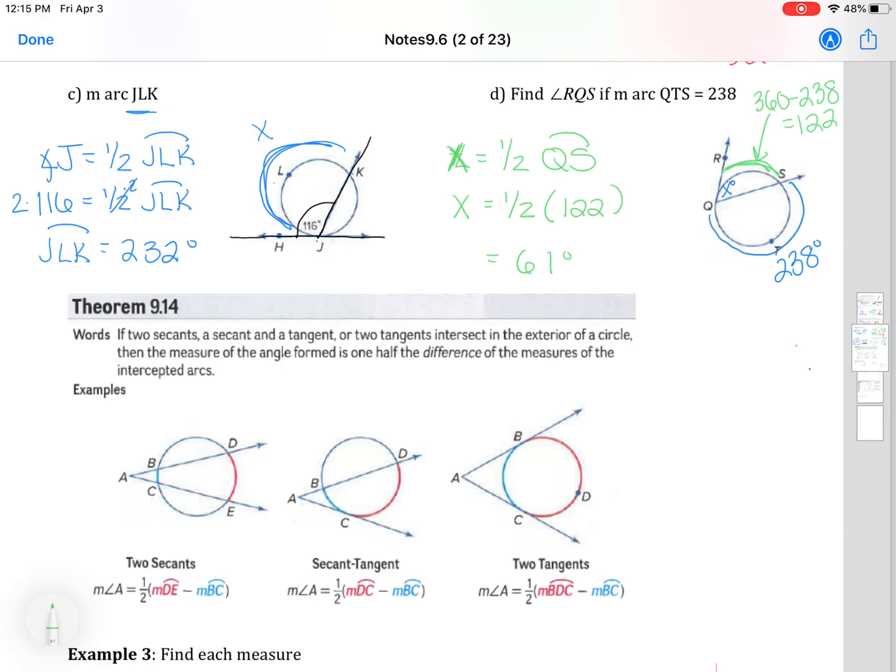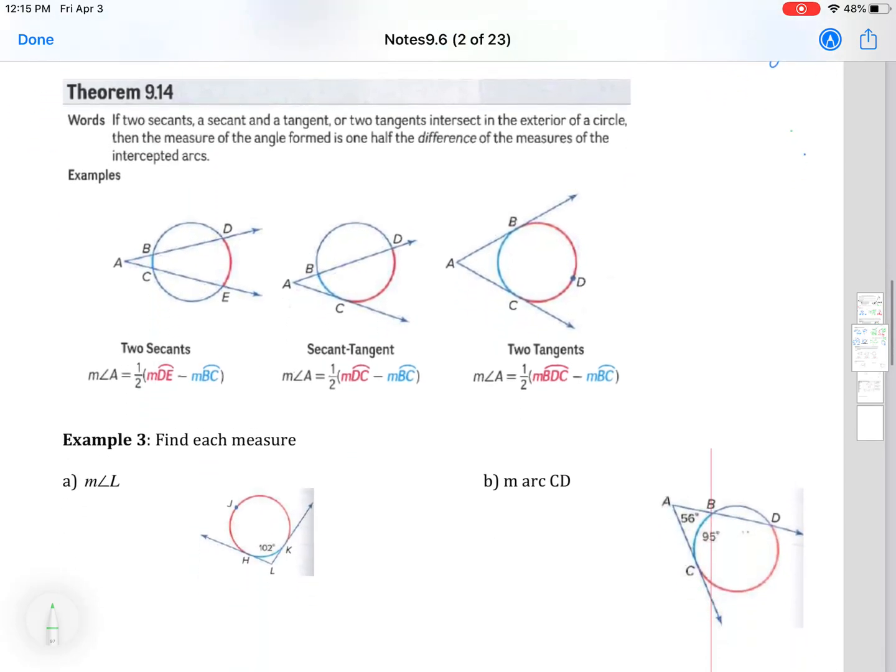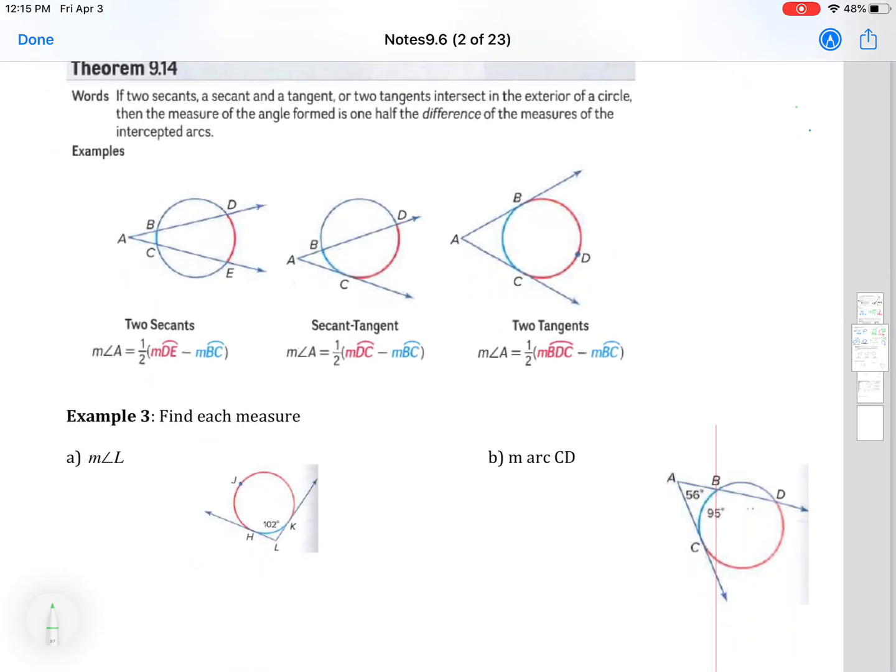Okay, so we've done theorem 912, which dealt with two secants. Theorem 913 dealt with a secant and a tangent. And now theorem 914 is going to deal with 3 different scenarios. 2 secants, but they look more like this image right here, a secant and a tangent, and 2 tangents. Now notice, in all 3 cases, they are starting at the same point. They all have A in common. So that picture is representational of all of them.